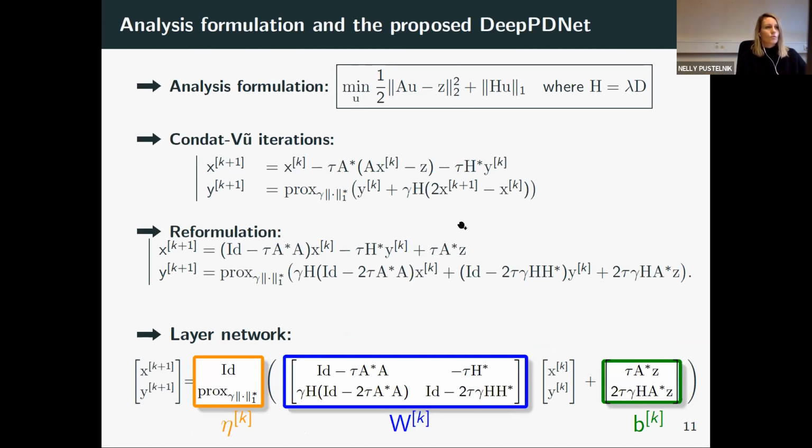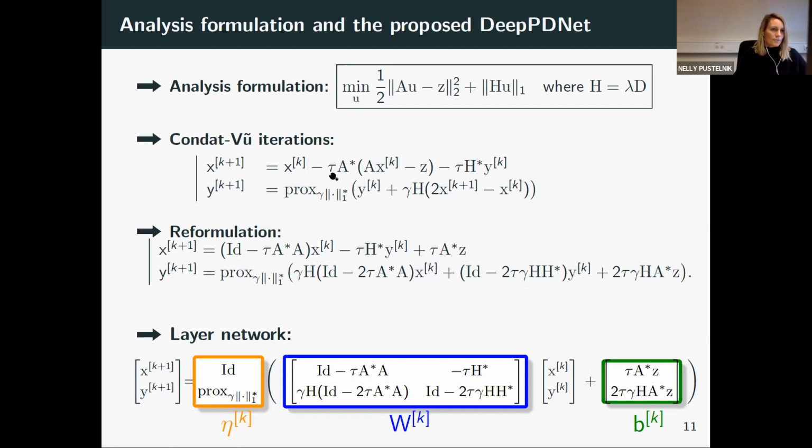To do that, we start from the minimization problem in the analysis formulation. We write the Condat-Vũ iteration. So you recognize the gradient descent step here associated to the data fidelity term. You have this step related to the linear operator H. You have the proximity operator associated with the conjugate function of the penalization. And you also have the operator H here.